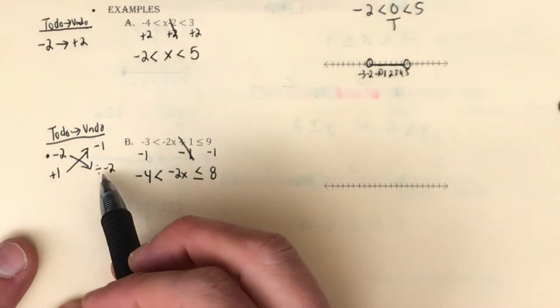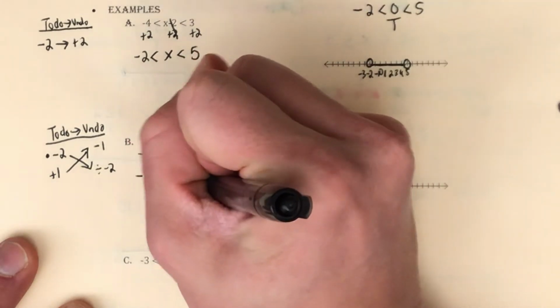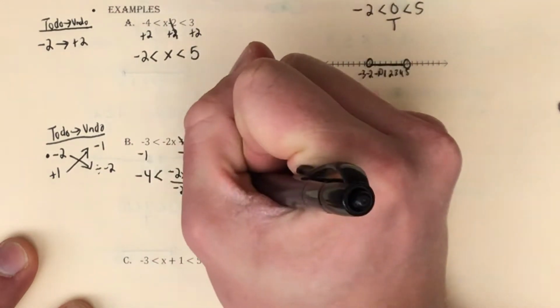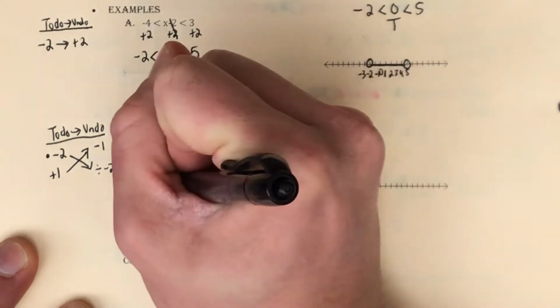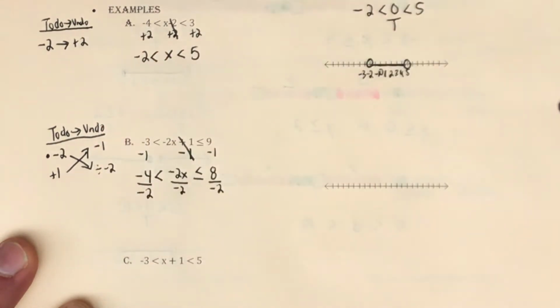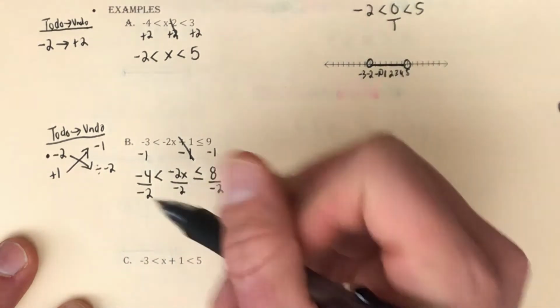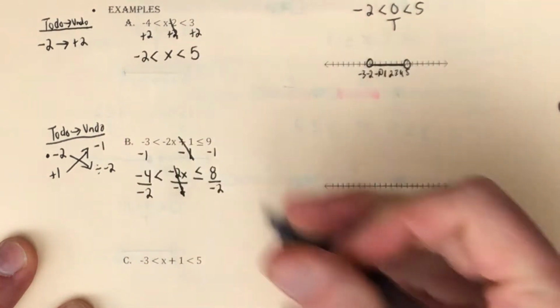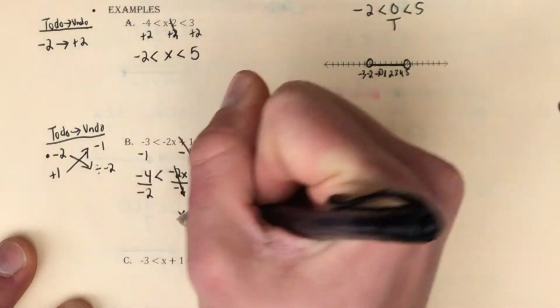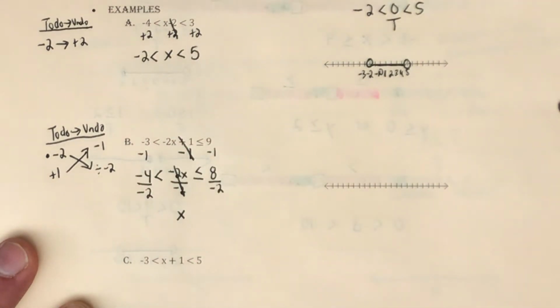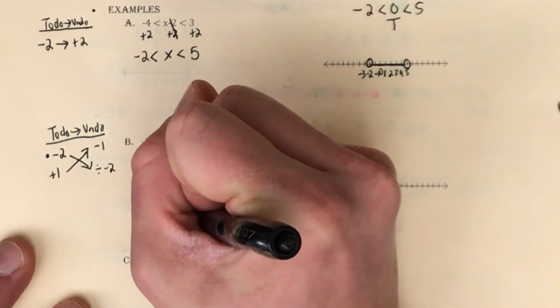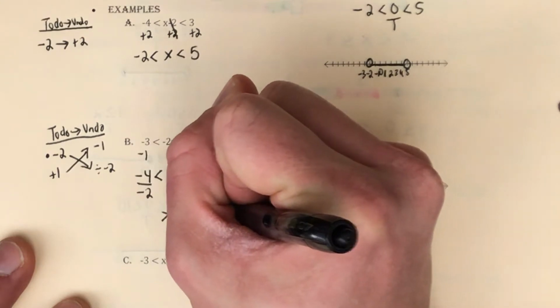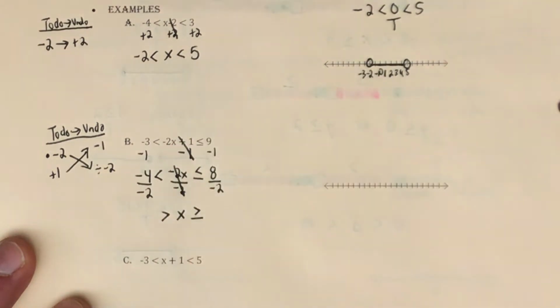Now I need to divide by negative 2. So I'm going to divide by negative 2 in the middle, and I need to divide by negative 2 on the right, and divide by negative 2 on the left. Well, when I divide negative 2 by negative 2, those just cancel. All I'm left with is the x in the middle. Now I'm dividing, so I need to check, do I flip my inequality symbols? Well, I'm dividing by a negative, so that causes these inequality symbols to flip the other direction. So they're now going to look like that.